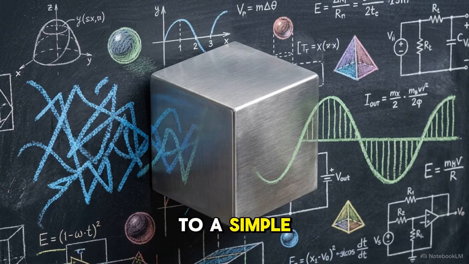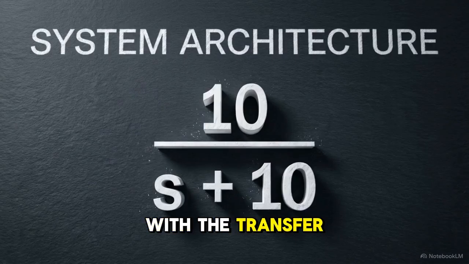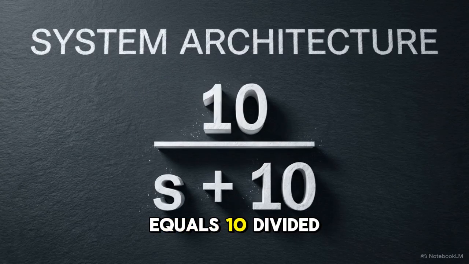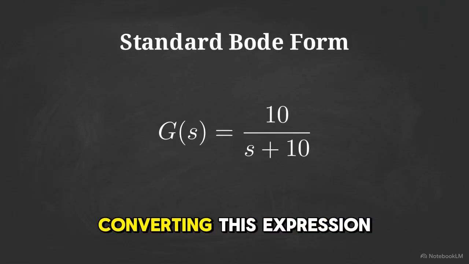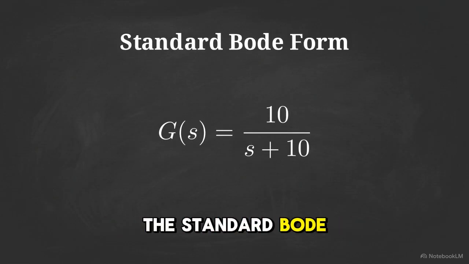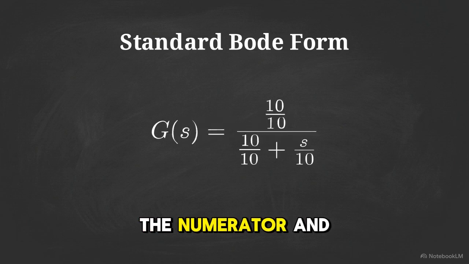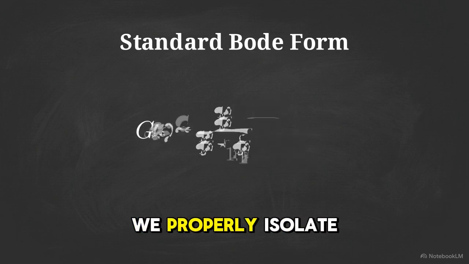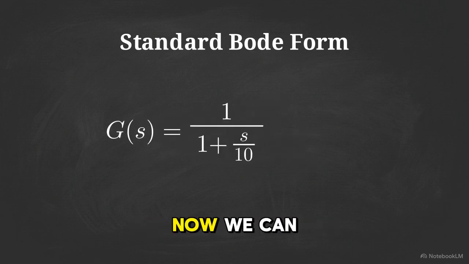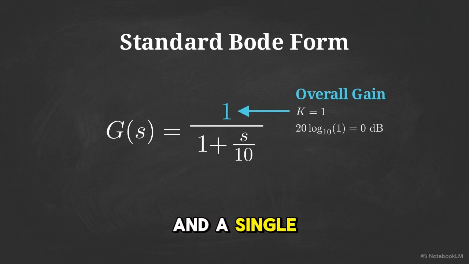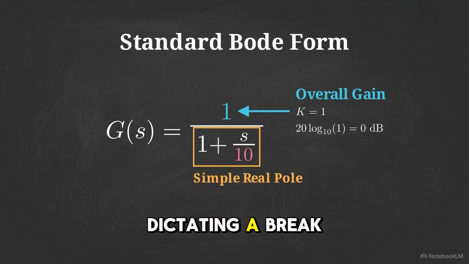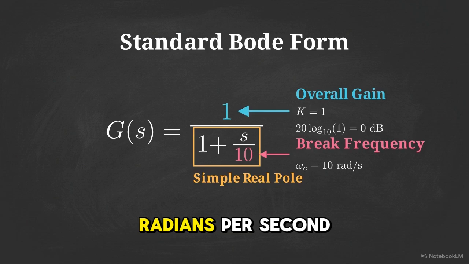Let's apply this to a simple control system, with the transfer function g of s equals 10 divided by the quantity s plus 10. The vital first step is converting this expression into the standard Bode form. By dividing both the numerator and denominator by 10, we properly isolate the constants. Now we can clearly identify the individual parts: an overall gain of k equals 1, which translates to 0 decibels, and a single simple real pole dictating a break frequency of 10 radians per second.